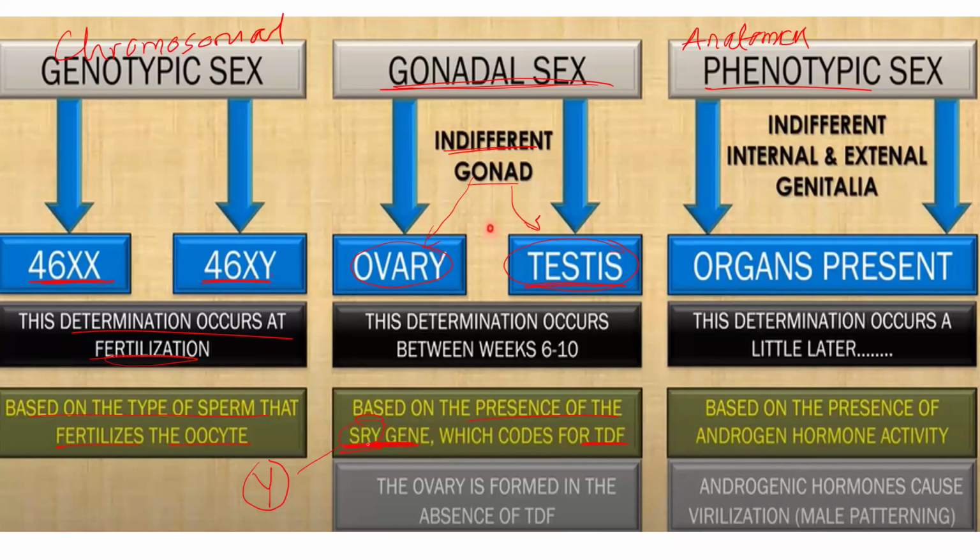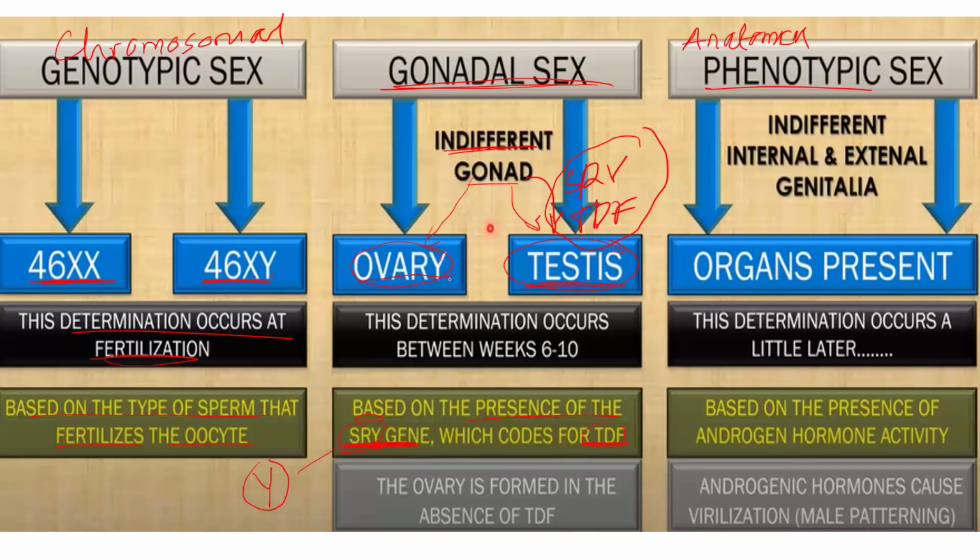For it to become a testis, you require an SRY gene, the sex determining region Y on the Y chromosome, which encodes for TDF, testicular determining factor, which will program this indifferent gonad to become a testis. So for the testis to develop, you require SRY and TDF. If these two are not present, the indifferent gonad by default becomes an ovary. So by default, you do not require any special thing for an ovary to develop.